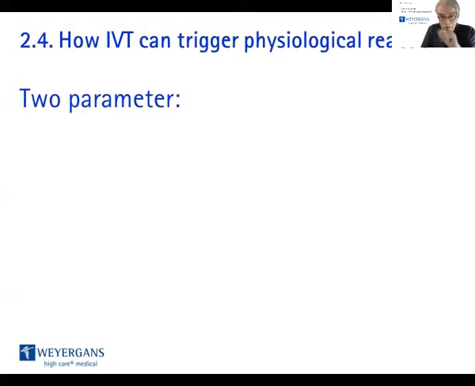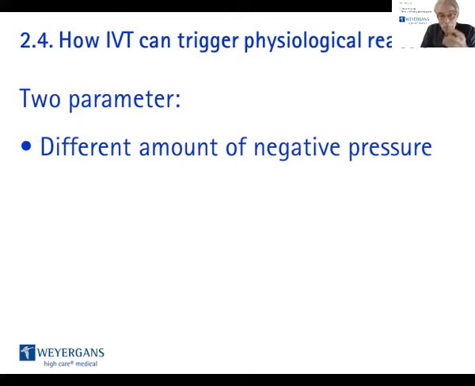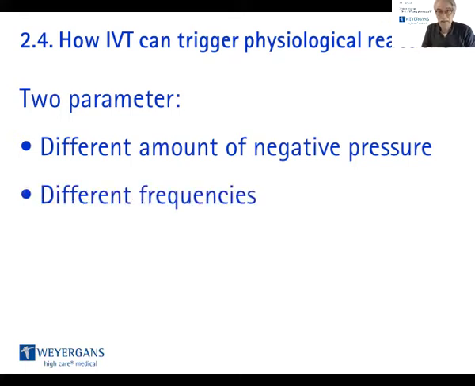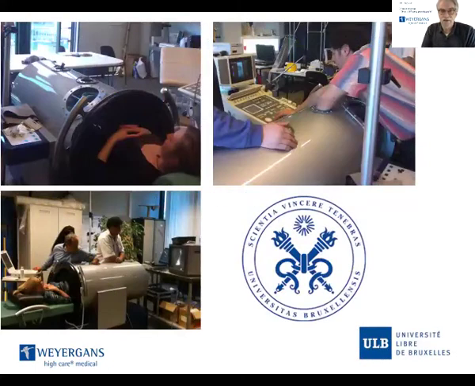There are only two parameters. One parameter is the amount of negative pressure. The amount can be a little negative pressure or a huge negative pressure, and this makes differences. And the other parameter is the frequency. How long do we apply a certain negative pressure and a certain positive pressure? Is it 7 seconds or 15 or 20 or 30 or 1 minute? What is the frequency?